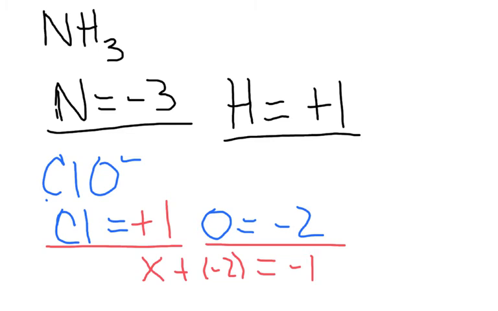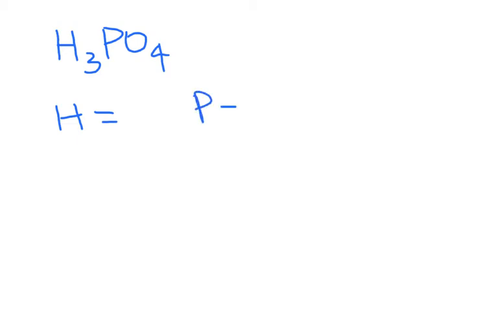Let's look at one more example. Okay, for this example, let's look at phosphoric acid. We're going to have to find the oxidation number for hydrogen, for phosphorus, and for oxygen.